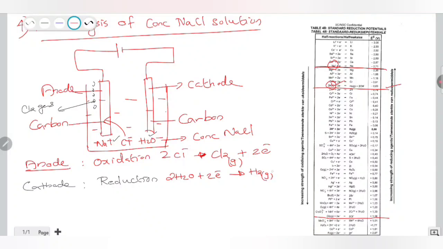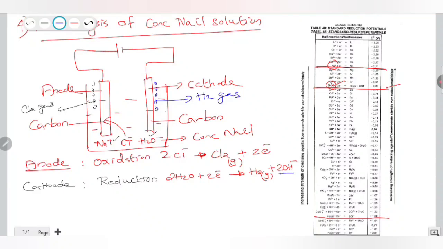H2 gas plus 2OH minus. That means from the cathode also you will see the gas going out. And what gas is it? Hydrogen gas. So you can see from anode there is gas, cathode also we will get gas. At anode is chlorine gas and at cathode is hydrogen gas.